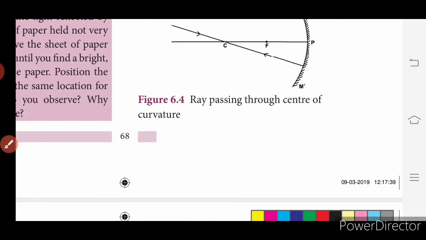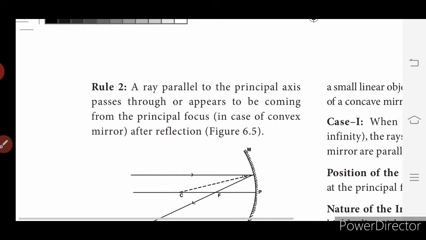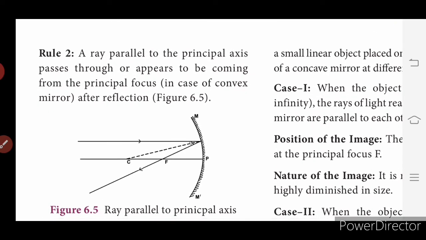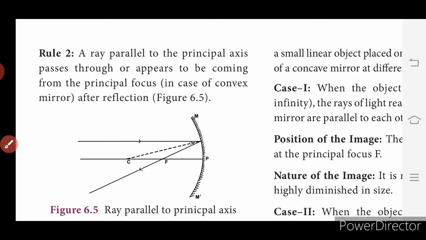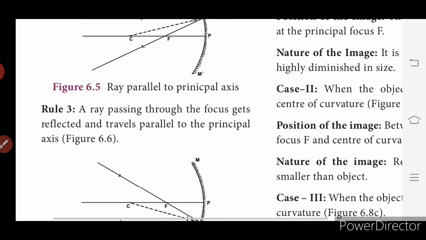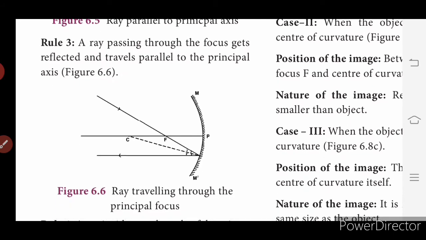Next, rule number 2. A ray parallel to the principal axis passes through, or appears to be coming from, the principal focus. See, you have a straight line parallel to the principal axis, it touches the mirror and bounces back, passing through the principal focus. That is called F here. F is the principal focus; in the case of a convex mirror, the reflected ray appears to come from the principal focus. Then rule 3. A ray passing through the focus gets reflected and travels parallel to the principal axis.